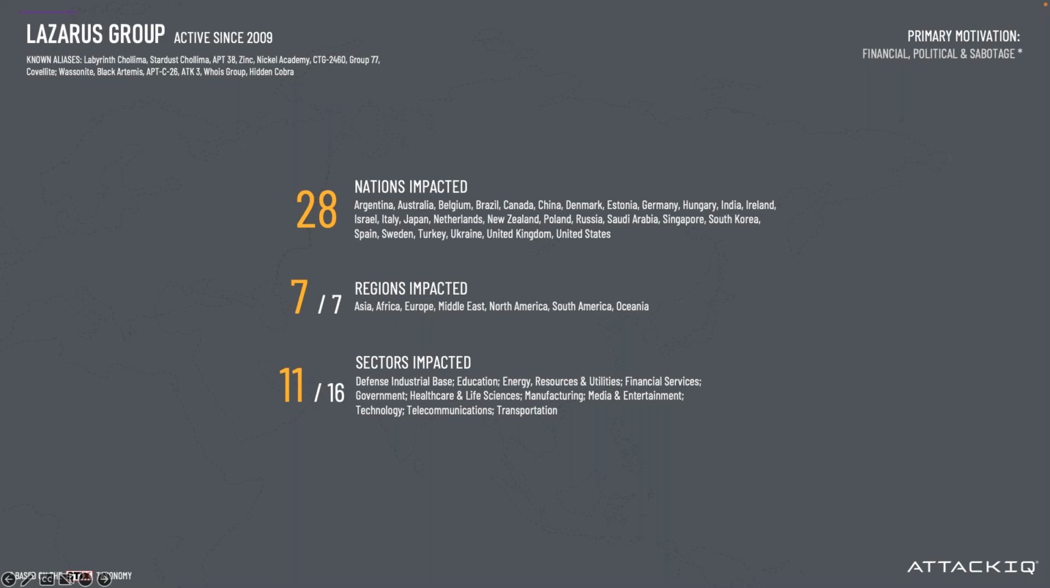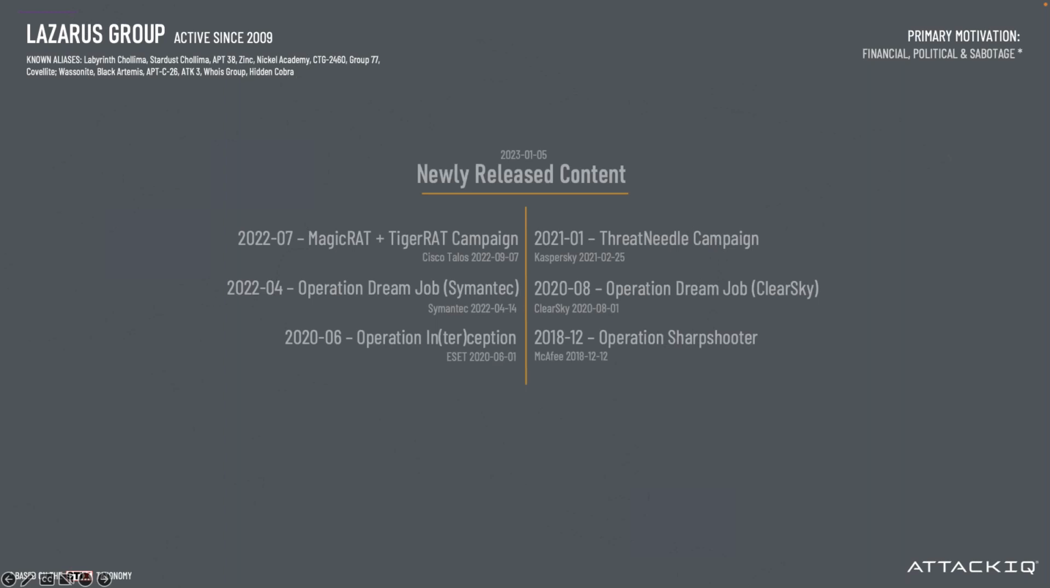Jumping into the content that we released regarding Lazarus, we started with the most recent one, which is the MagicRAT plus TigerRAT activity. It was reported by Cisco Talos in September 2022, and they discovered a new remote access Trojan called MagicRAT, which was found on victims initially compromised through the exploitation of publicly exposed VMware Horizon platforms.